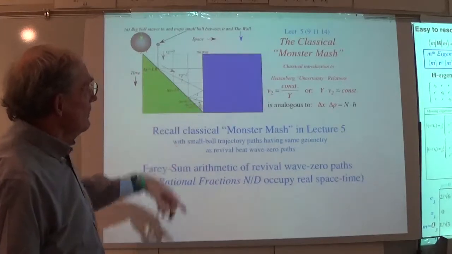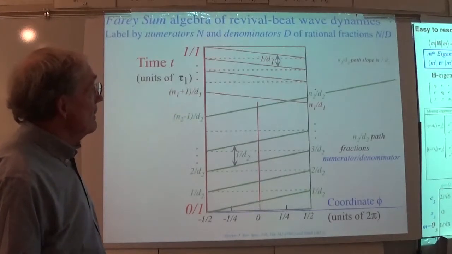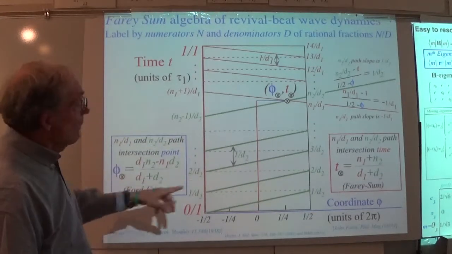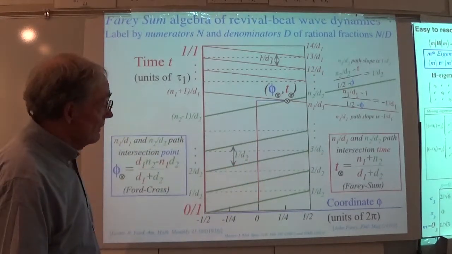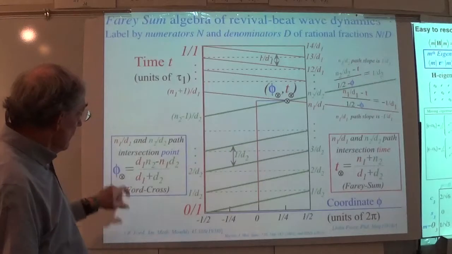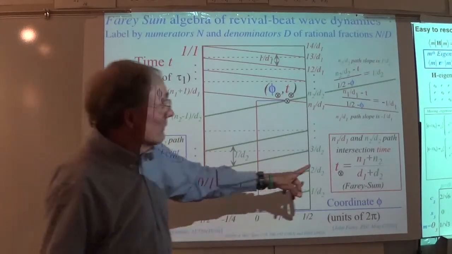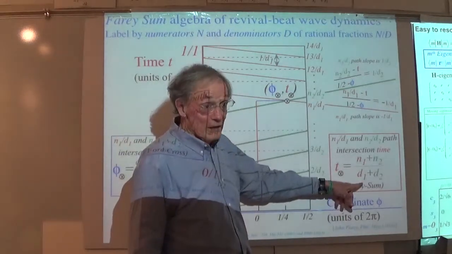We already saw the same diagram with a crash. I think I've already shown you where you actually calculate with algebra the time for crossing, and the angle for crossing. So you can actually work that out. And this is called a Farey sum. I think I mentioned this already.